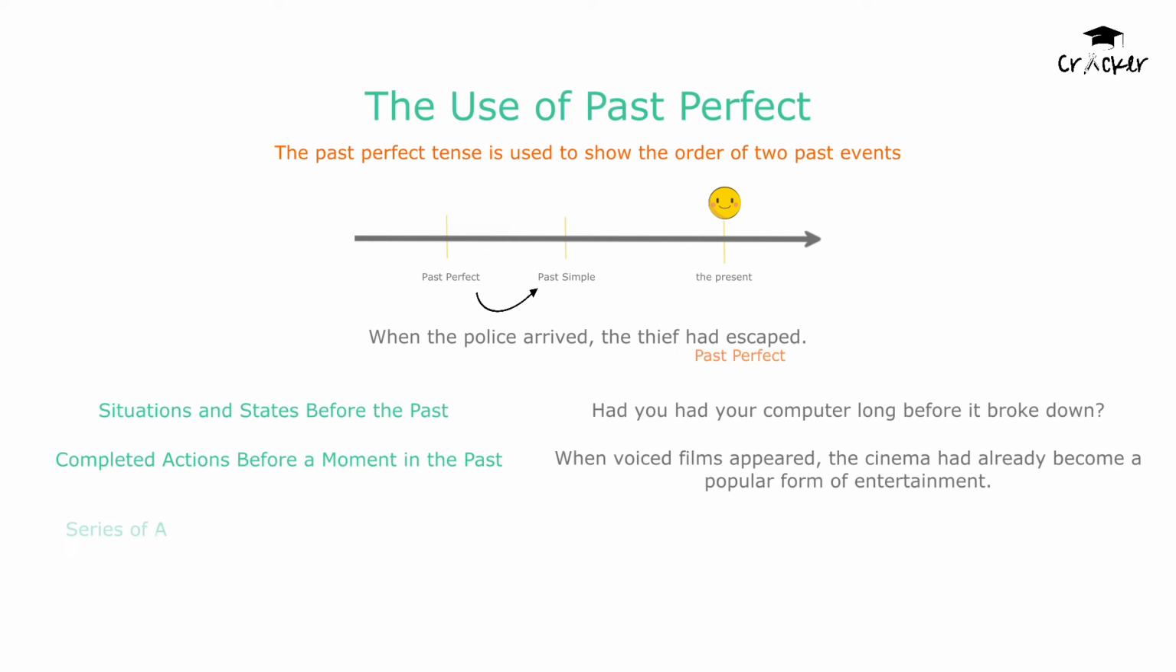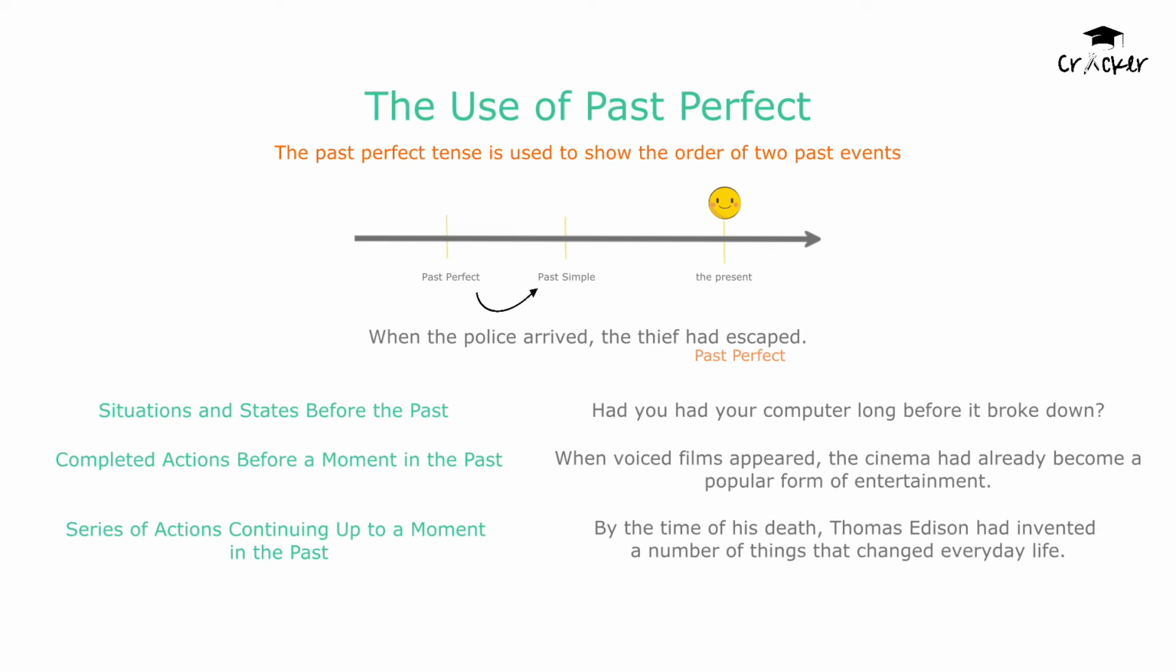Now let's talk about a series of actions continuing up to a moment in the past. By the time of his death, Thomas Edison had invented a number of things that changed everyday life. Edison's inventions happened continuously up to his death.